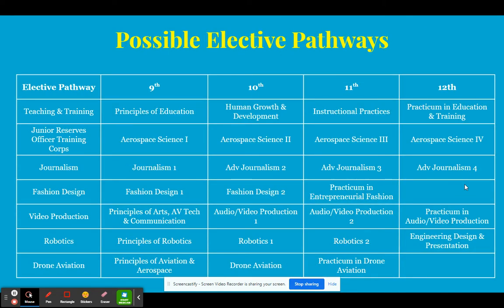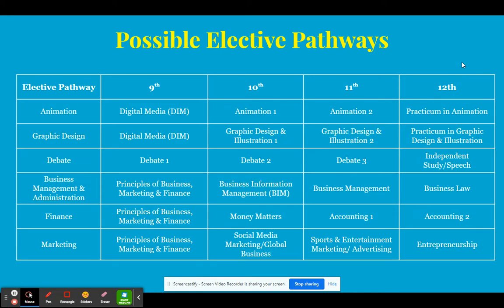So for our pathways, what I've done on the left side is I've titled what the pathway is, so teaching and training. Then it gives you the 4 years of courses you would take. Fashion design, 4 years or 3 years you would take. So you just kind of look for the junior column for the class you're in to find the name of the course you would take as a senior. More electives that we offer.